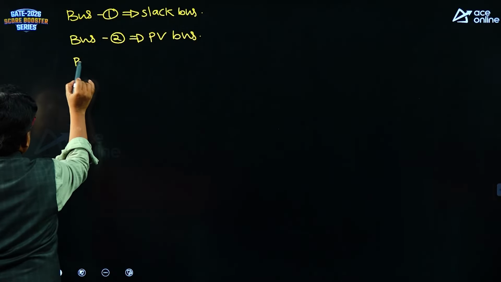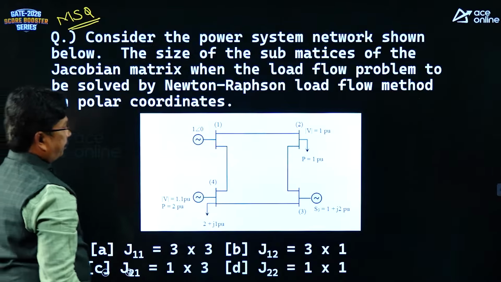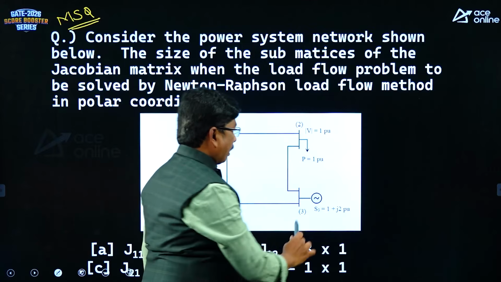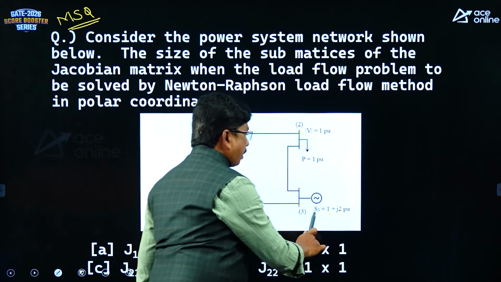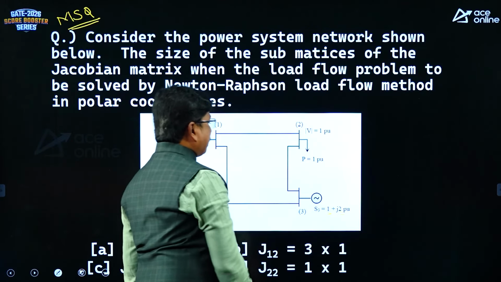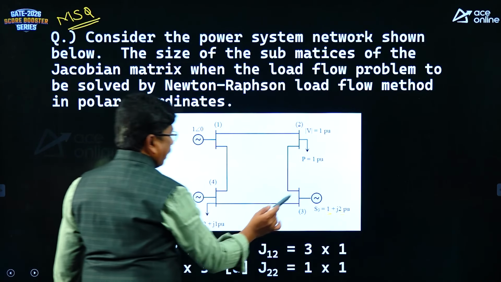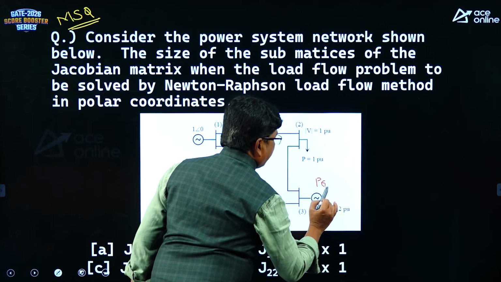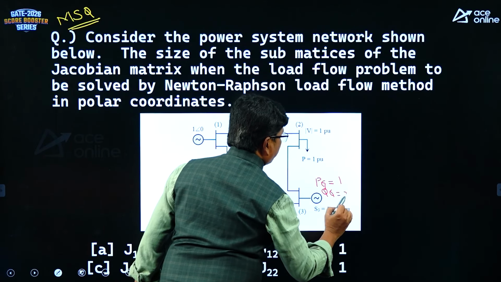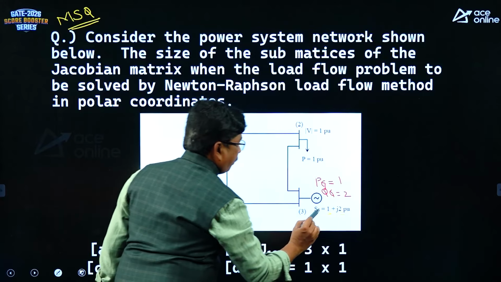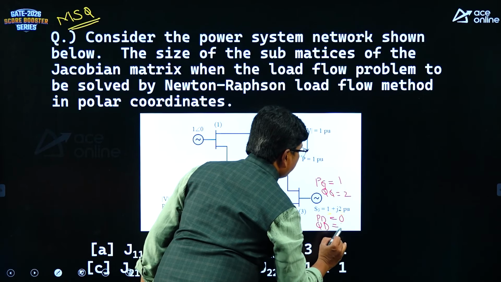Bus 3. See, what is bus 3? Active power is known, reactive power is also known. At bus 3, see here students, PG is equivalent to 1, QG is equivalent to 2. But there is no load. Therefore, you can take PD is equivalent to 0, QD is equivalent to 0.